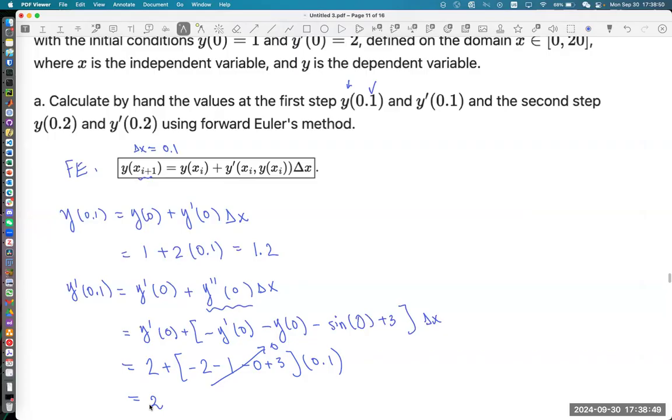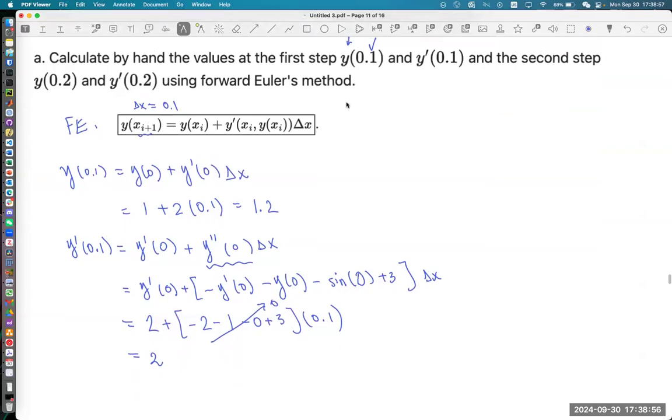Any questions? So we just do this step by step, but starting from the lowest order. And then for the second step, y of 0.2 should be y of 0.1 plus y prime at 0.1 times delta x. Y of 0.1, we calculated 1.2. And then y prime of 0.1, we calculated is 2, times dx 0.1. So this is 1.4.